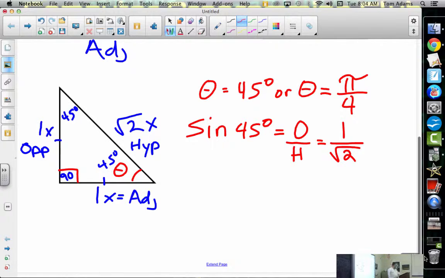Can we leave radicals in the denominator of a fraction? No. You guys are shaking your head no, but I want you to say no. No? Okay, good. So no, how do I fix that? How do I fix that at 8 o'clock in the morning?